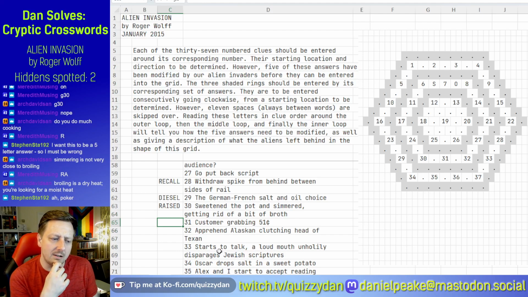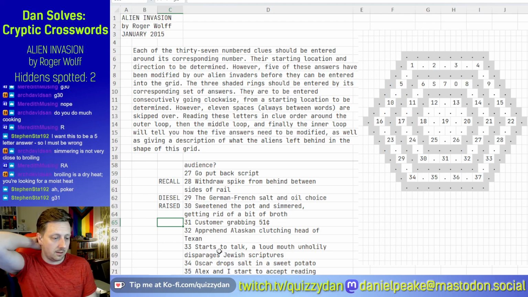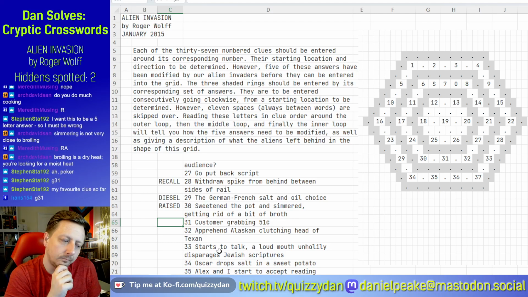Customer grabbing 51 cents. Now that is a very short clue for a 6-letter word. 51 will be L-I. Grabbing. I'm just going to check that I've written the clue down right. I have written it down right. Is that a sense? Yes, it is a sense. Does it make sense? No. Is it a hidden? It's just over half. It's 2/4 and a cent.